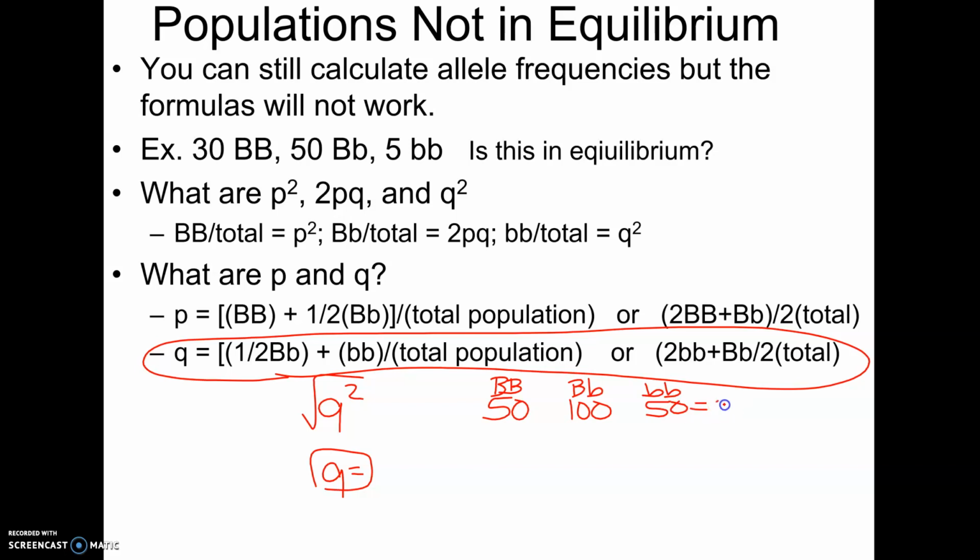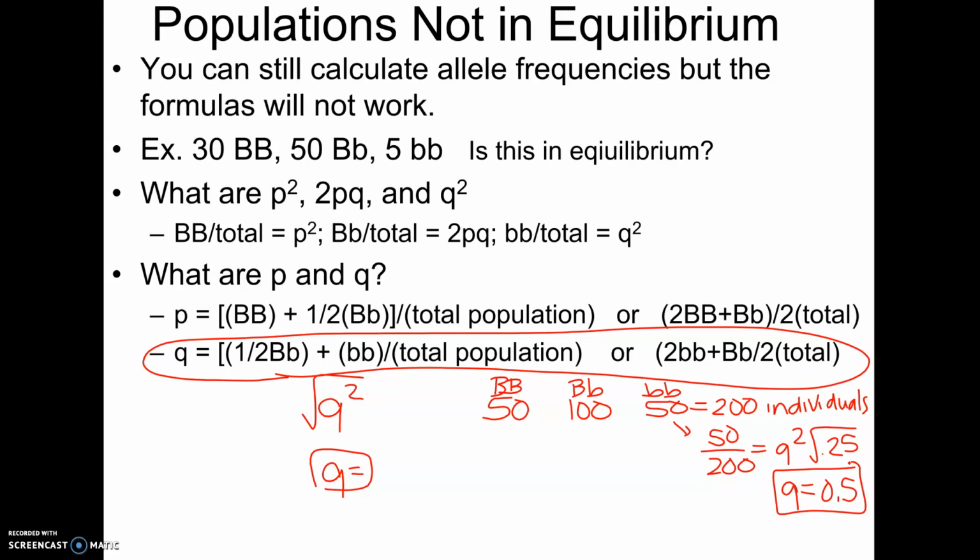There are a total of 200 individuals, and I also know that 50 of them are little b. So 50 over 200 gives me q squared, which is 0.25. If I take the square root of that, I get that q is 0.5. Now, just to show you that this population is in Hardy-Weinberg equilibrium, we're going to calculate q the long way.